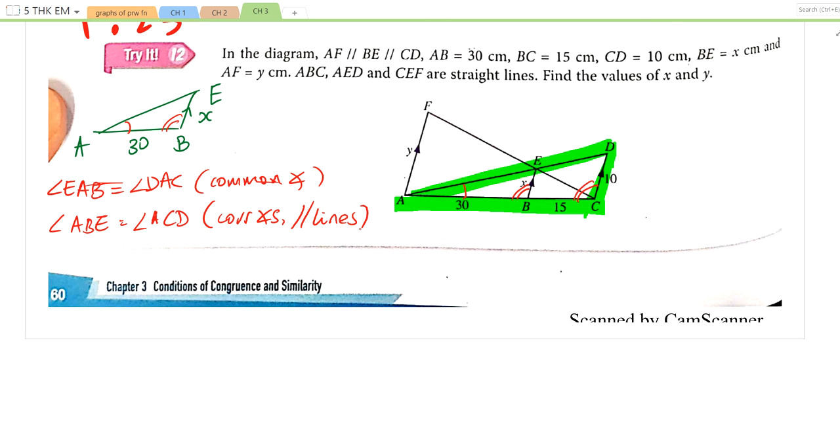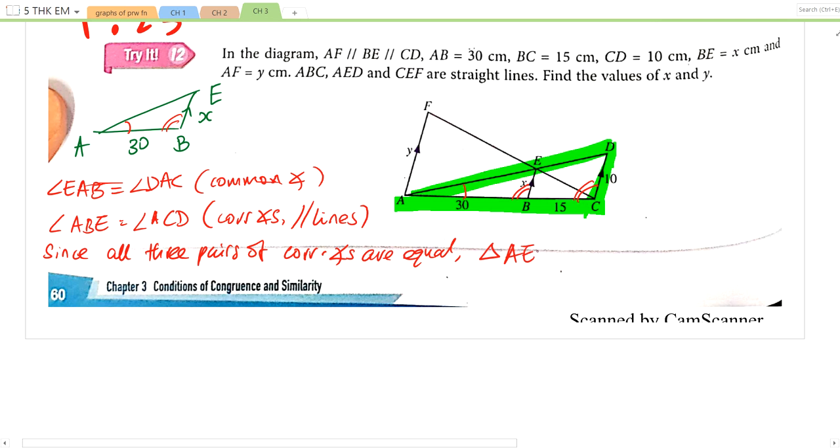So these two angles being the same, I can now conclude that since all three pairs of corresponding angles are equal, then triangle AEB is similar to triangle ADC. Now that I can say they are similar, I want to find a scale factor. Eventually I'm going to have an x over something equals to another fraction. Make sense?